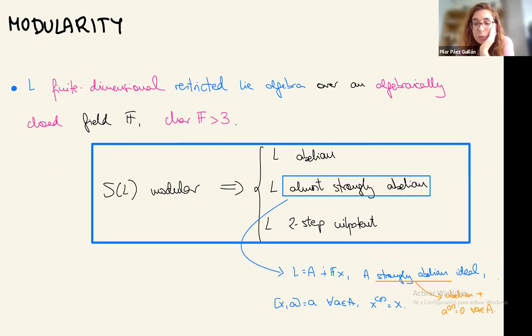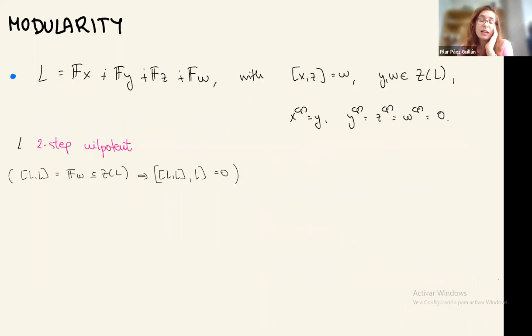At this point, one can wonder, what about the converse? Does the converse hold? Well, it's clear that if L is abelian or almost strongly abelian, it does hold. The abelian or almost strongly abelian restricted Lie algebras have a modular lattice of restricted subalgebras. But if we go to the third case, the two-step nilpotent, we see that this converse does not have to hold. And I included an example.